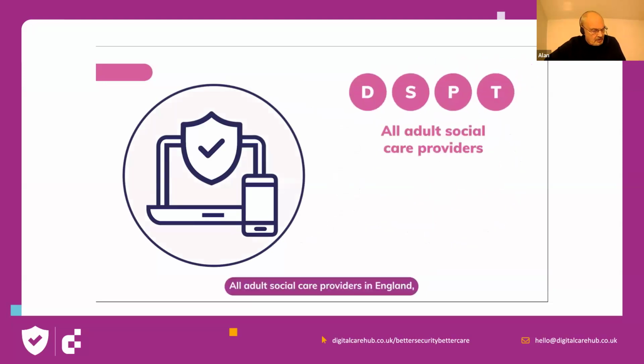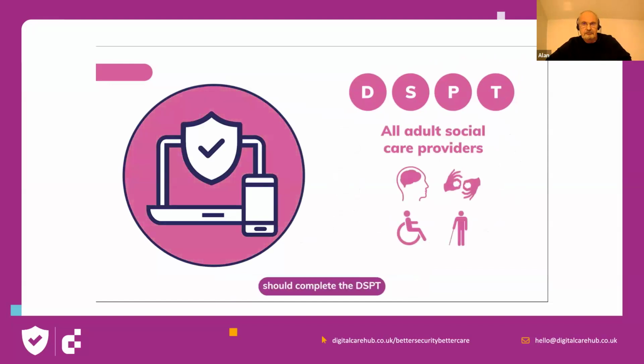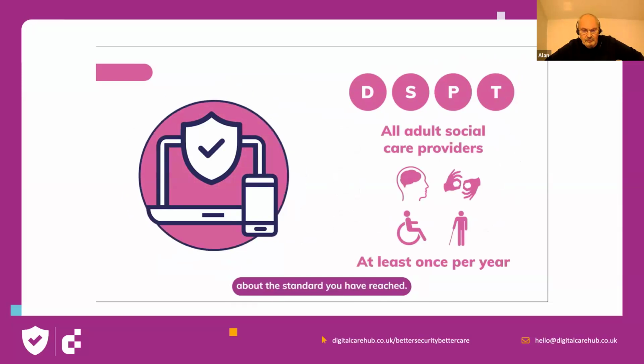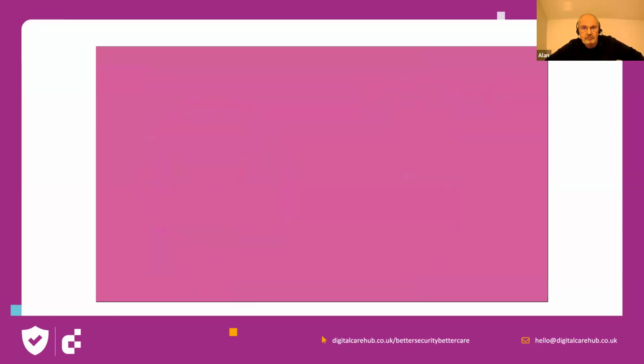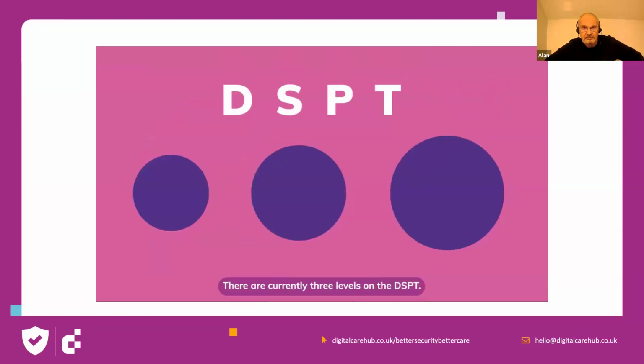All adult social care providers in England, regardless of size, service type or ownership, should complete the DSPT at least once a year. When you have completed the toolkit, you can publish and share information about the standard you have reached. So what levels can you reach on the DSPT, and what do they mean? There are currently 3 levels on the DSPT.